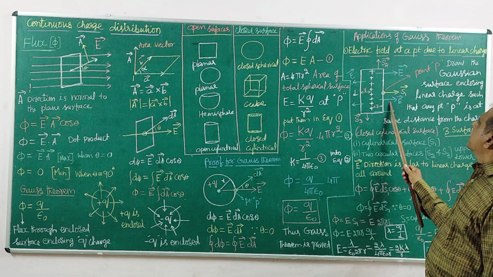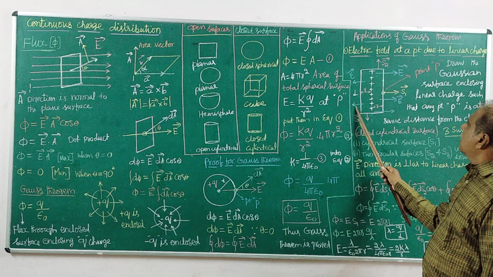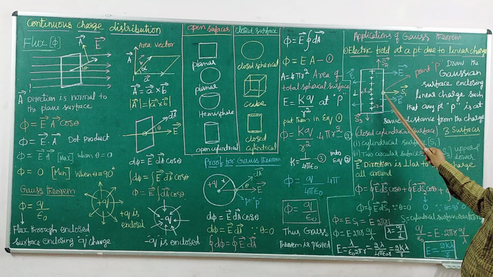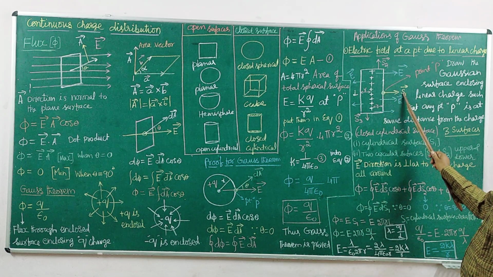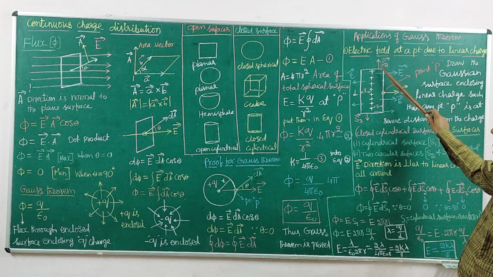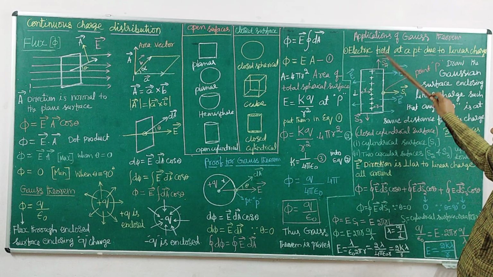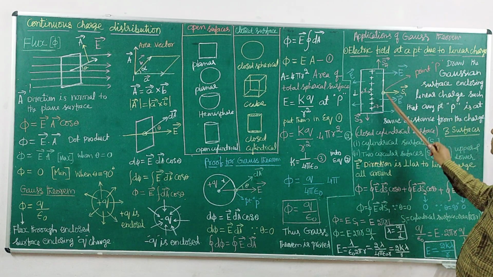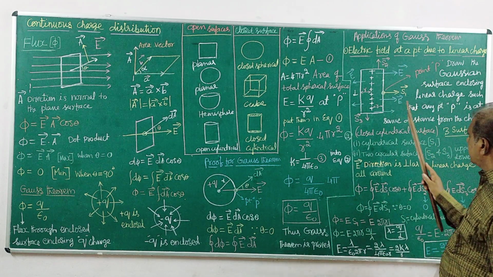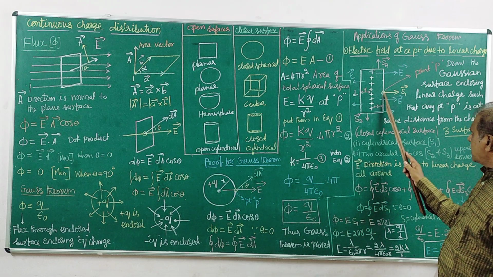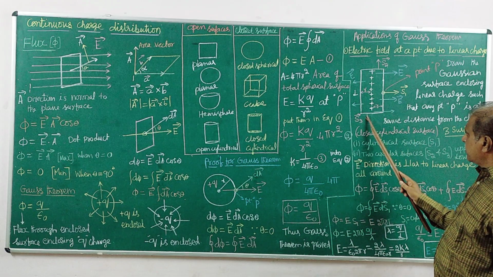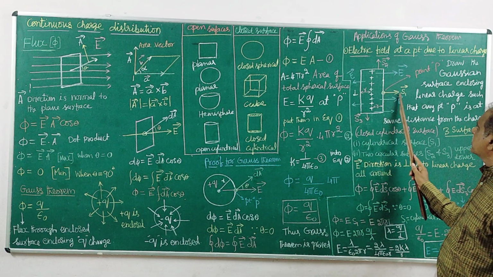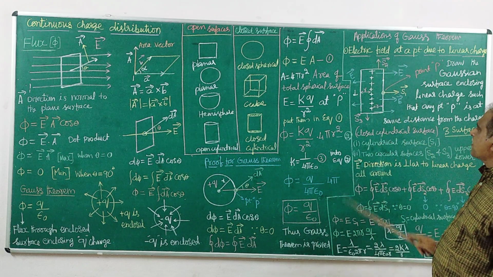And the electric field direction is only this direction. Let us think about the area vector. The area vector for this surface is in this direction, perpendicular to the plane surface and away from it. The circular surface is also perpendicular to this surface and away from it. That is the area vector for this surface, for this surface, and for this surface.